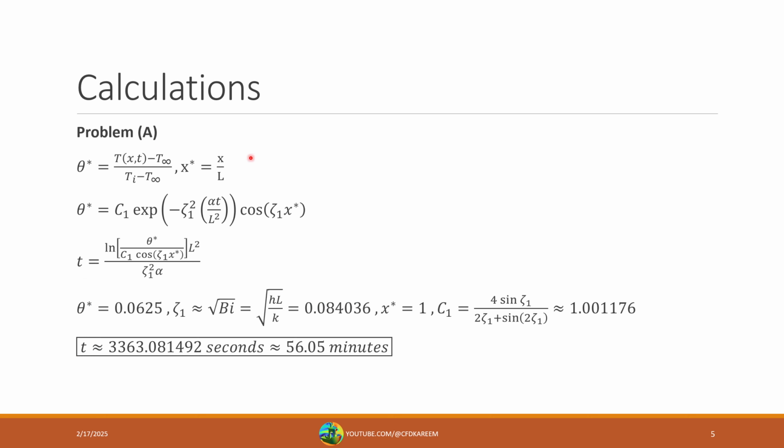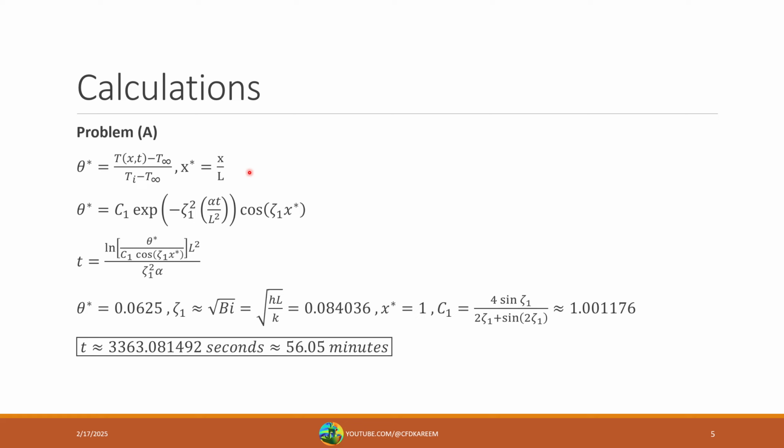So to solve this problem, we'll start by making some dimensionless numbers. We'll first non-dimensionalize the temperature as theta star, which is going to be T of x and t minus T infinity, or T ambient, over T initial minus T ambient. We'll also non-dimensionalize the length parameter as x star, which is just x over L, so x over the 25 millimeters.